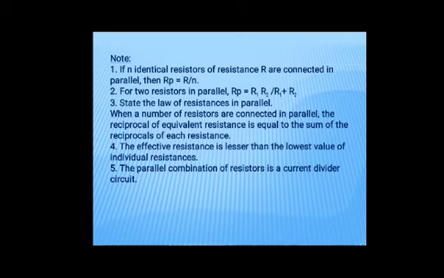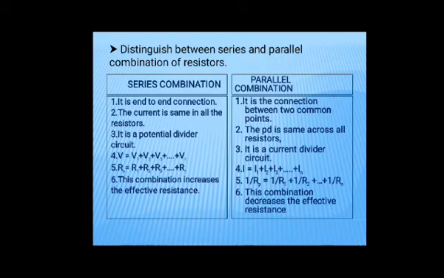The parallel combination of resistors is a current divider circuit. Series combination is a potential divider. Parallel combination is a current divider. So you have completed now both series and parallel combination. Now you can distinguish between series and parallel combination of resistors. If you know these points, even practicing the derivation is very easy for you.